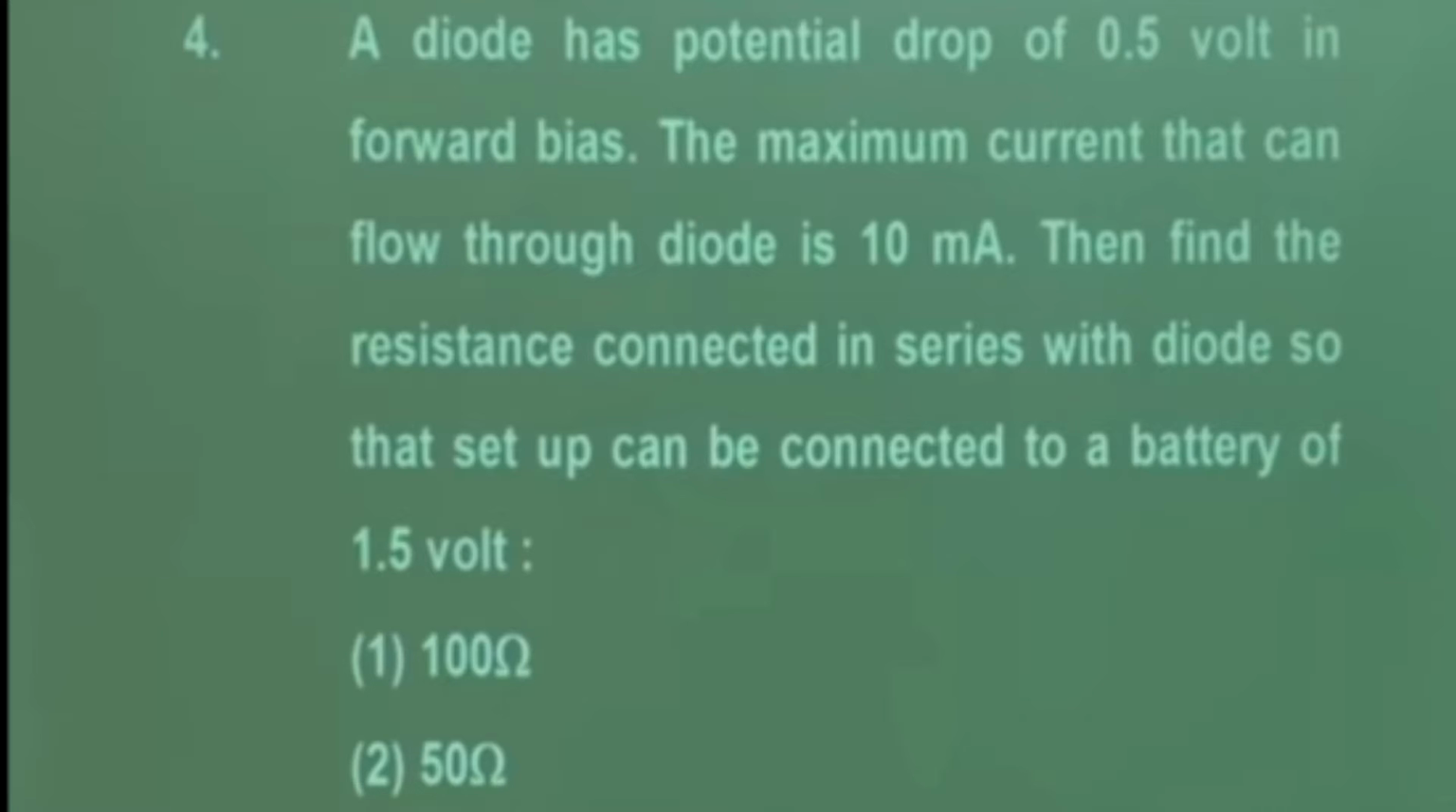Okay, let us discuss another question. In this question, a diode has potential drop of 0.5 volts in forward bias. The maximum current that can flow through the diode is 10 milliamperes. Then find the resistance connected in series with the diode so that the setup can be converted to a battery of 1.5 volts. Right.